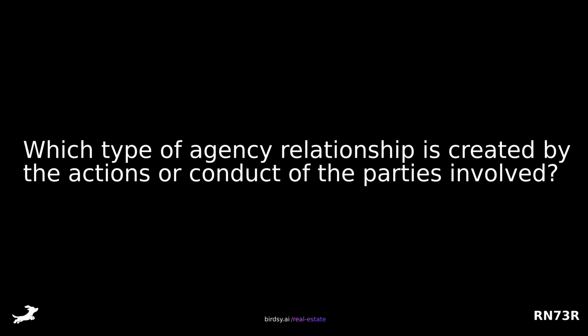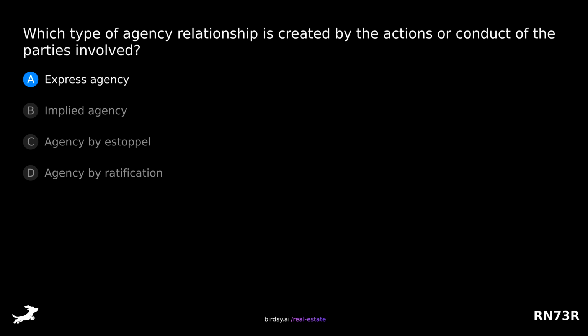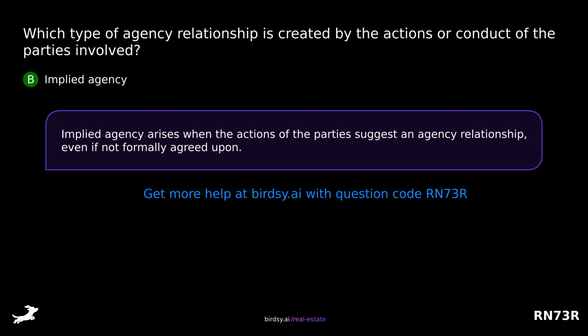Which type of agency relationship is created by the actions or conduct of the parties involved? Is it A. Express agency? B. Implied agency? C. Agency by estoppel? Or D. Agency by ratification? The answer is B. Implied agency. Implied agency arises when the actions of the parties suggest an agency relationship, even if not formally agreed upon.